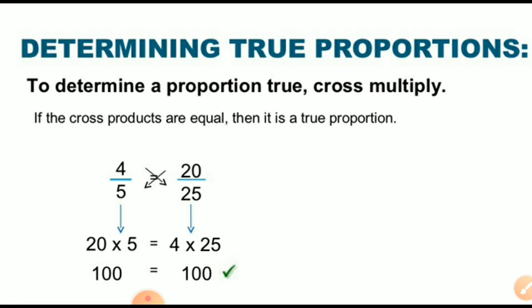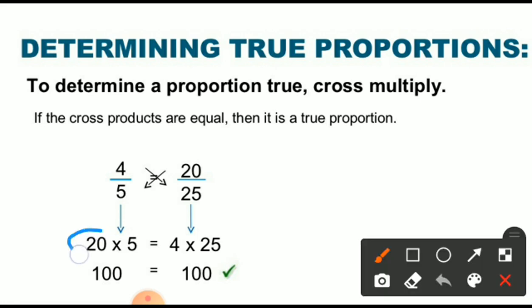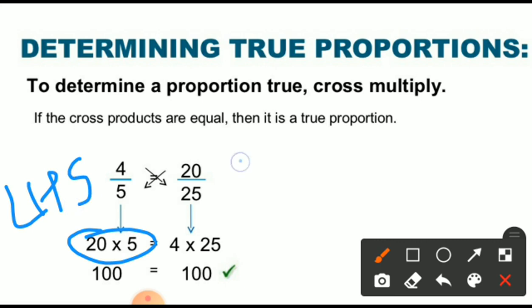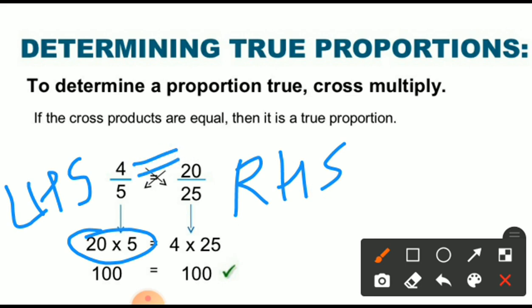4 into 25 and 5 into 20. Will we write anyway here or there? Okay, so 5 is on the left side and 20 will come from the right side, as well as 25 on the right side and 4 will come from the left side. Now we have on the left side 20 into 5. This is called the LHS. Anyone remembering what LHS is? And here is the RHS. And between there is an equal to sign.